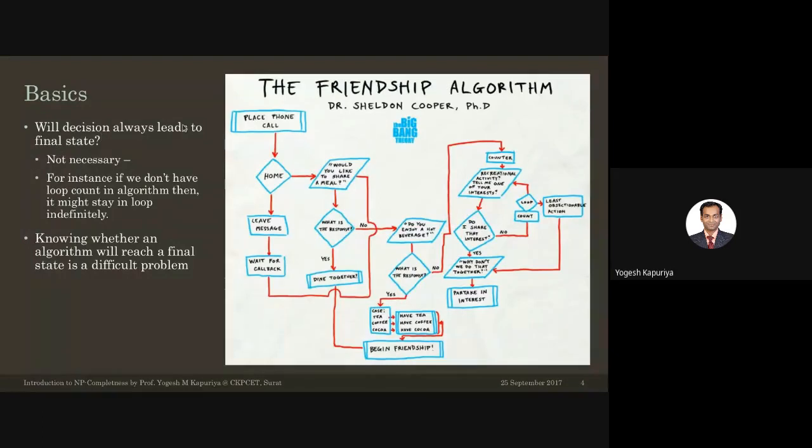So the idea is: will a decision always lead to a final state? Not necessarily, and this is one example. If you don't put a counter on this loop, then you can't always have the answer. You keep on asking the questions, you keep on getting the reply as no, and this is infinite. So knowing whether an algorithm will reach a final state is a difficult problem. That was the problem statement raised by this.